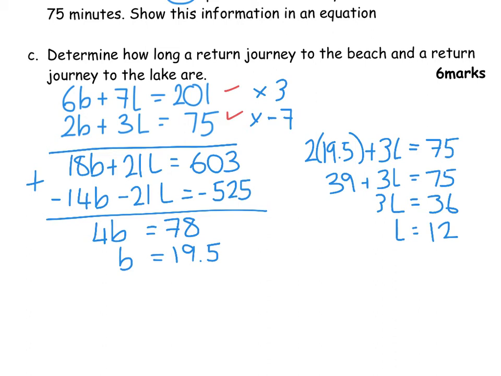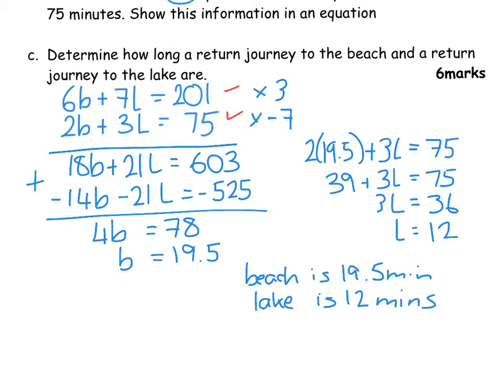The last thing to do is conclude your question. So a beach journey is 19.5 minutes and a lake journey is 12 minutes. If you don't conclude a word-based simultaneous equation question in words, you don't get that last mark. So the marks here would be for your conclusion in words, your l, your b, and for getting them both with a common number either at the front or in the middle.